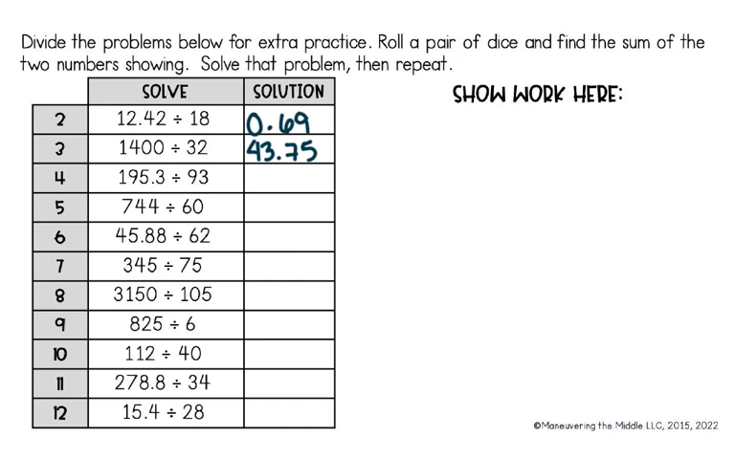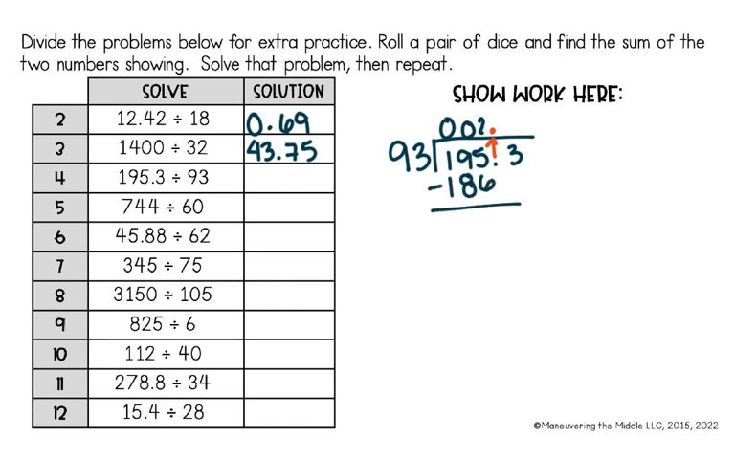Next, we have 195.3 divided by 93. So I'm going to put 93 on the outside and 195.3 on the inside. I'm going to make sure to move my decimal up to our quotient. And now I can go ahead and start dividing. 93 cannot go into 1, so that is 0. 93 cannot go into 19, so that is 0. 93 can go into 195 twice, and 2 times 93 is 186. I'm going to go ahead and subtract.